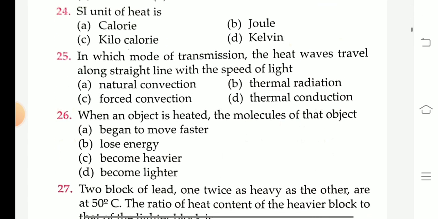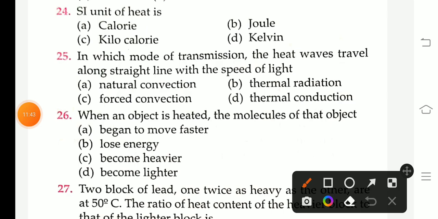Next, SI unit of heat is joule. In which mode of transmission the heat waves travel along a straight line with the speed of light? Right answer option B, thermal radiation.